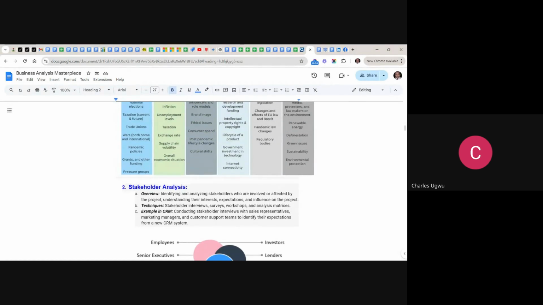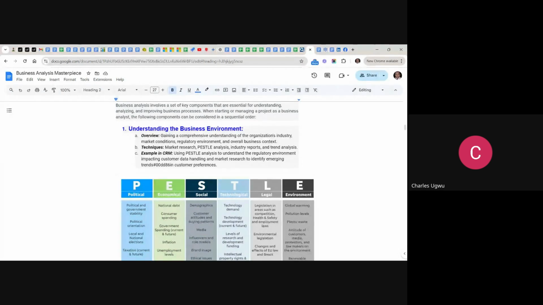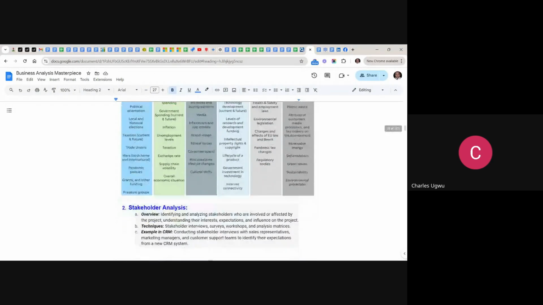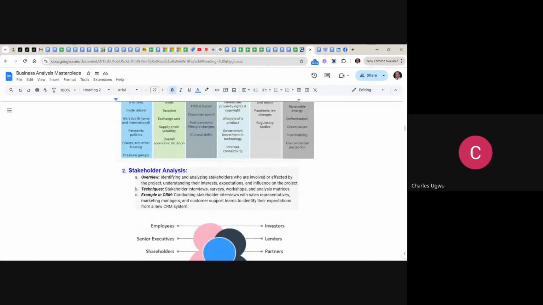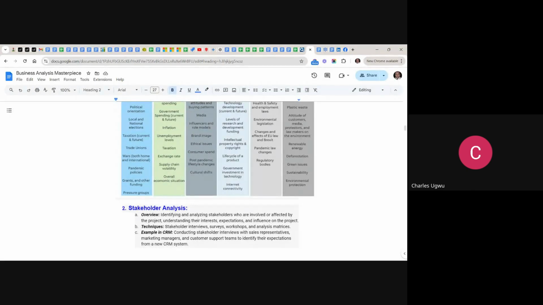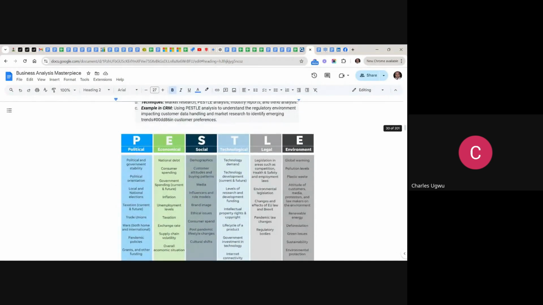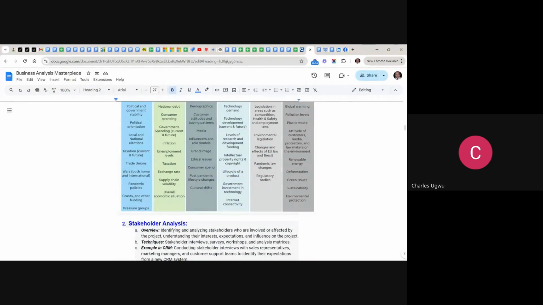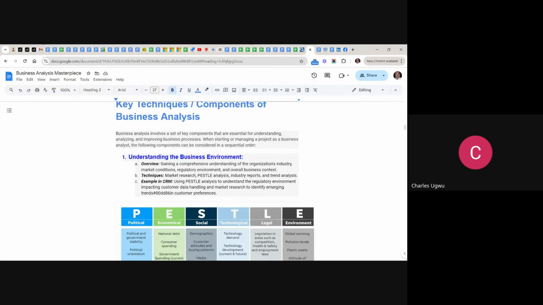So these are the things. For me, I think the first thing is to understand the market first, understand the environment first. And once that's done, you have to then start understanding your stakeholders. So that's it. But in some cases, you see some people will swap this. They will say stakeholder analysis first, let me understand my stakeholders, and then start understanding the business. But for me, business comes first.